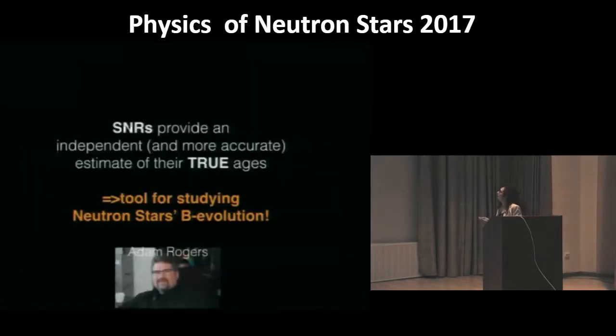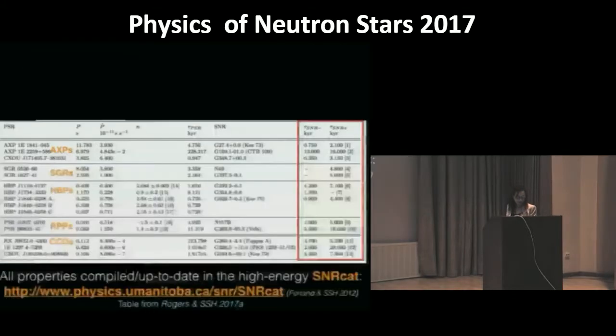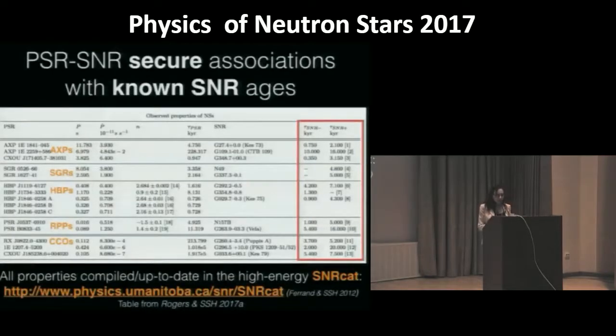Now, what I'm going to describe next, what I said I'd focus on, is that supernova remnants can provide an independent means to address magnetic field evolution. And the work I'm going to show next is done in collaboration with my postdoc, Adam Rogers, who's shown here. So to perform the study, we collected a sample of pulsar SNR associations, again focusing on those extreme magnetic field subclasses: magnetars, AXPs, and SGRs, high-B pulsars, and CCOs. And to that, we added two rotation-powered pulsars with measured low braking indices.